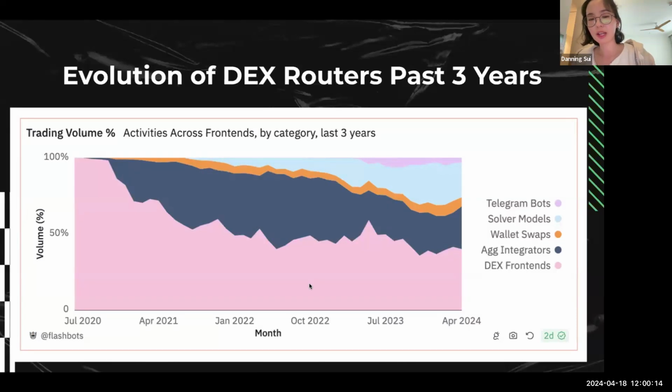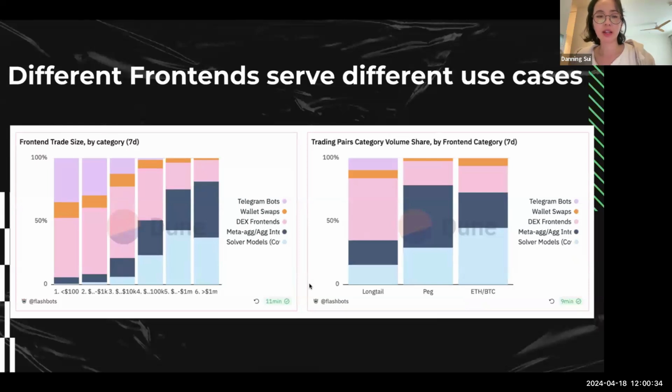And then the solver model came up, which is light blue, where people are saying, hey, we can do more aggregation and outsource it with competition, which supposedly should make the price better. And the very recent pink here is the Telegram bots, which serve particularly degen trading needs. An interesting detail is when you look at different front ends by different attributes, the left chart shows different trade sizes, from very small on the left to very big on the right. You see different routing, or basically DEX trading solutions, serve different sizes. Telegram bot trades are always very small. Wallet swap is leaning towards smaller trades. DEX front end is leaning towards small, but also serves the full range.